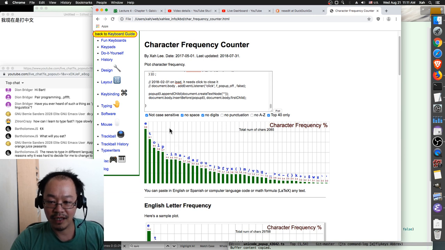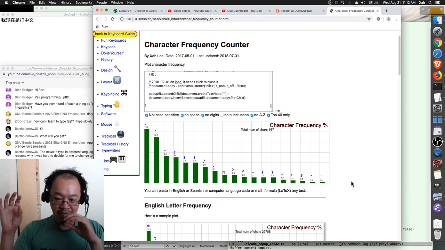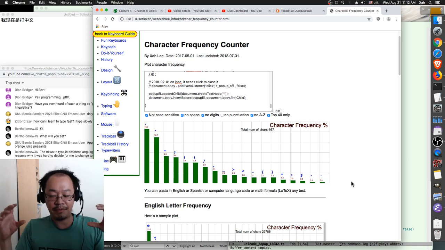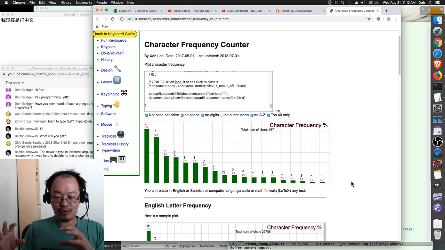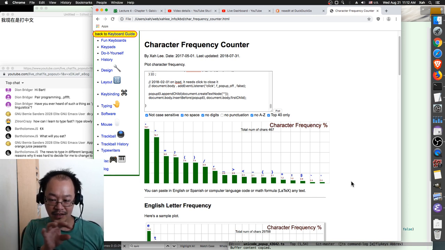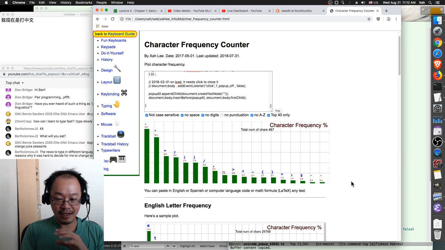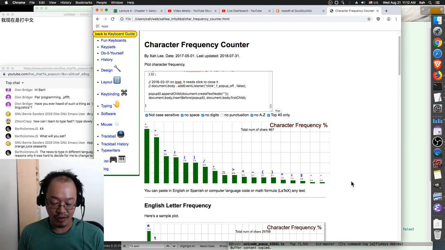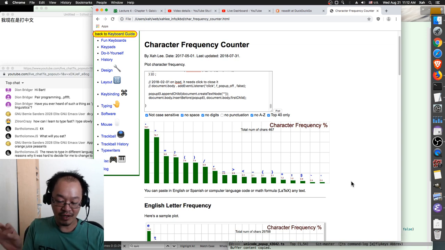Now you can remove the, so no space, no digits, no, actually I want no A-Z, okay, so remove the letters. Then you can see different programming languages, what punctuation keys, like parentheses, bracket, which one is used more often. This is important because programming languages use lots of these punctuations. So again, depending on what language you code, if you are a C coder or a JavaScript coder, it will be quite different.